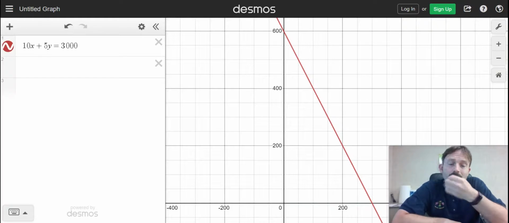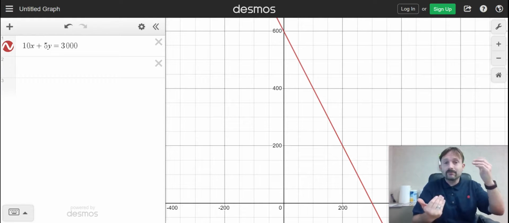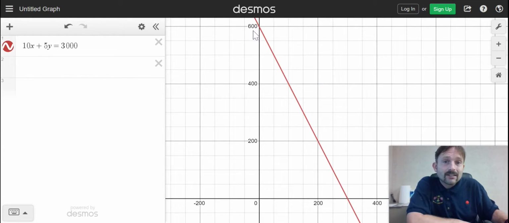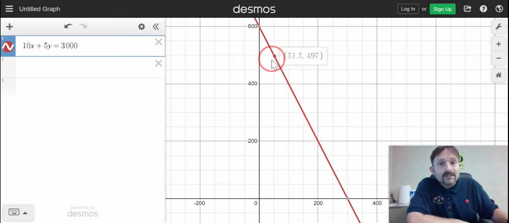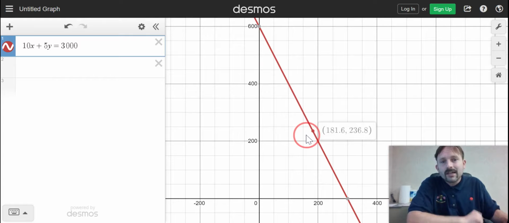If you remember, we have $10 for every adult ticket and $5 for every student ticket, and we need $3,000. It doesn't really work in a graphing calculator unless you're using X and Y, because X is left and right, Y is up and down. But if we plugged in this information, we would get this linear graph. You would have 600 and 300 right here, just like our information. Every point along here is a valid solution. However, for example, this 181.6 and 236.8.